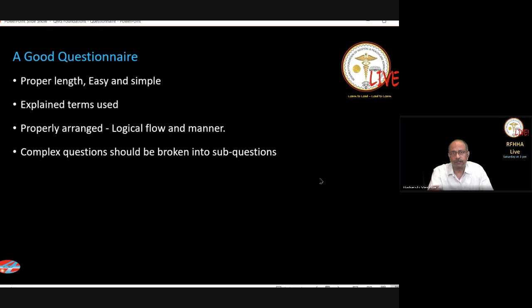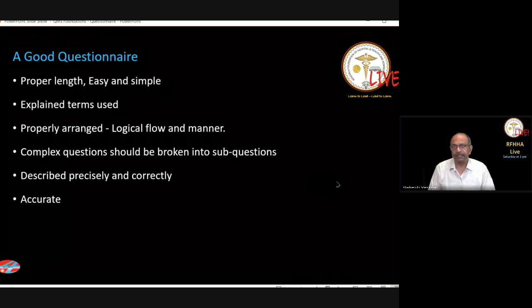Then, complex questions should be broken into sub questions. Sometimes we have a question which can be complicated or which will have a bigger scope. When such a thing happens, we should always break down that question into smaller questions or sub questions which are easier to answer. It should be described precisely and correctly. The questionnaire has to have accuracy. Accuracy will basically connect you to the reliability and the validity of the questionnaire.